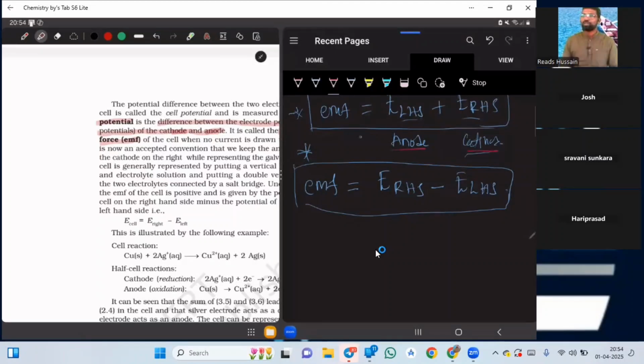Here when oxidation potential of anode and reduction potential of cathode we need to use, then we have to use the above formula. Then this formula, when we need to use reduction potential of cathode minus reduction potential of anode, both are reduction potentials. Both are reduction potentials. In such case, we have to use this formula.